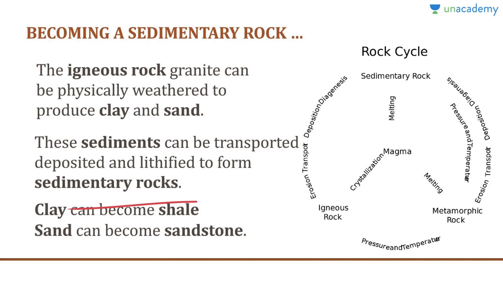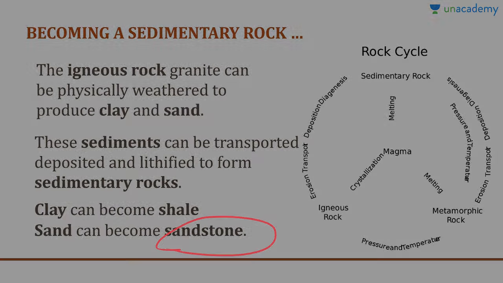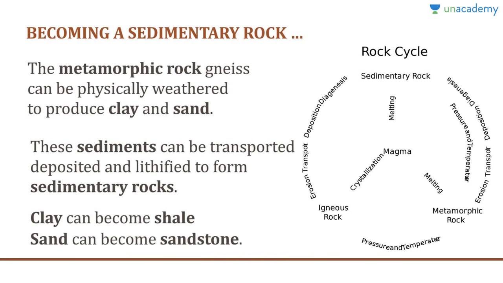For example, clay can become shale, that is a sedimentary rock. Sand can become sandstone, that is again a sedimentary rock, right? So that is how sedimentary rocks can be formed from igneous rock. Now let's study how sedimentary rocks are formed from metamorphic rocks. The process is similar: a metamorphic rock, like gneiss, can be physically weathered again to produce clay and sand. This clay will become sedimentary rock like shale. Sand will turn into sandstone after compaction and lithification.